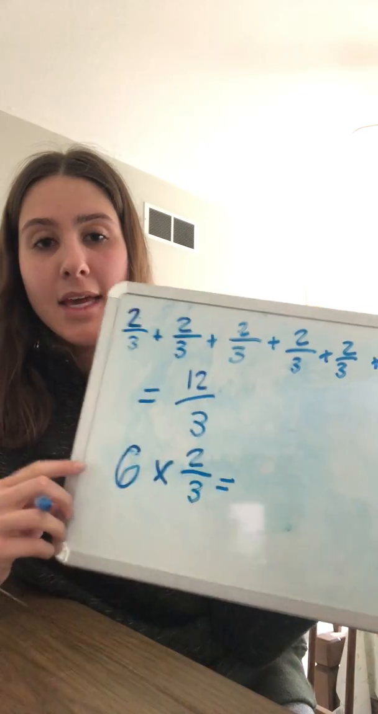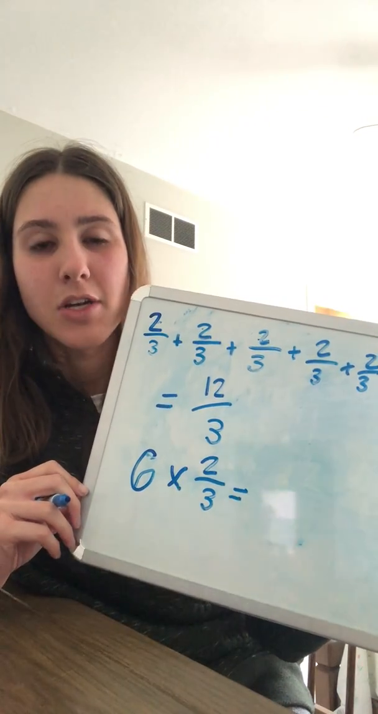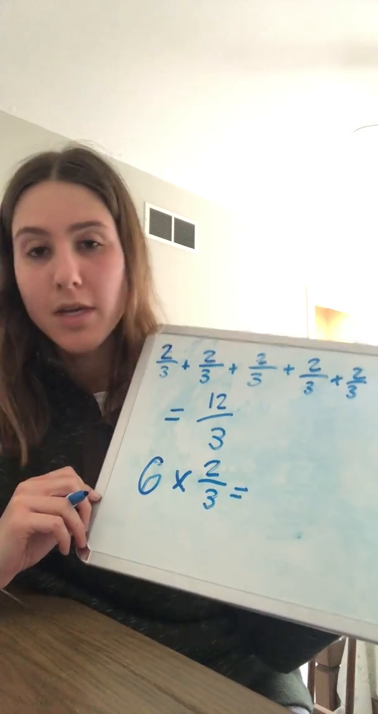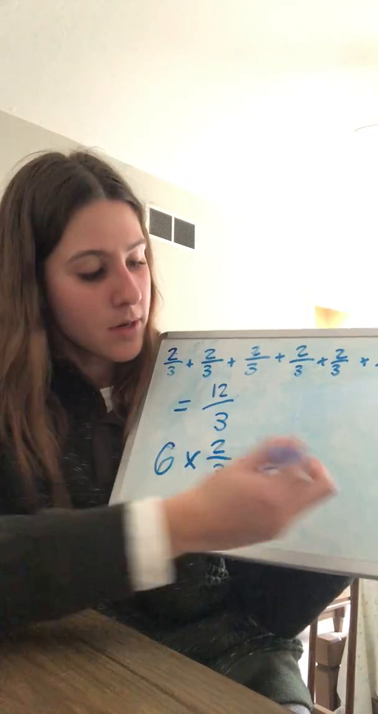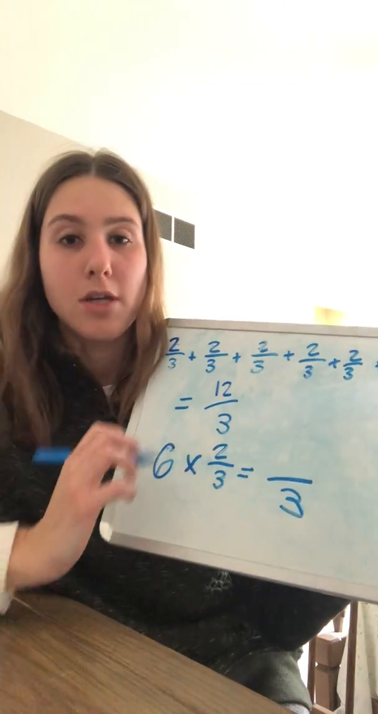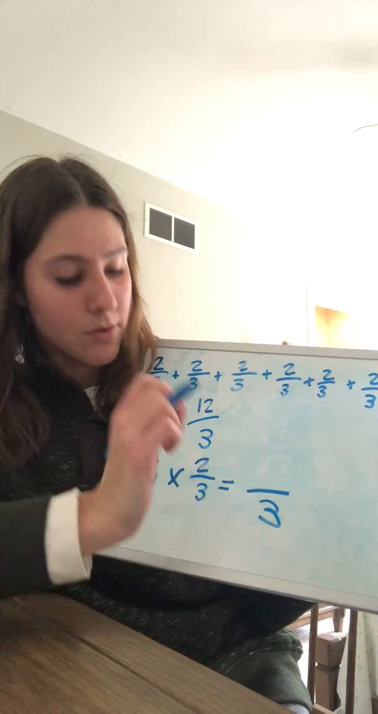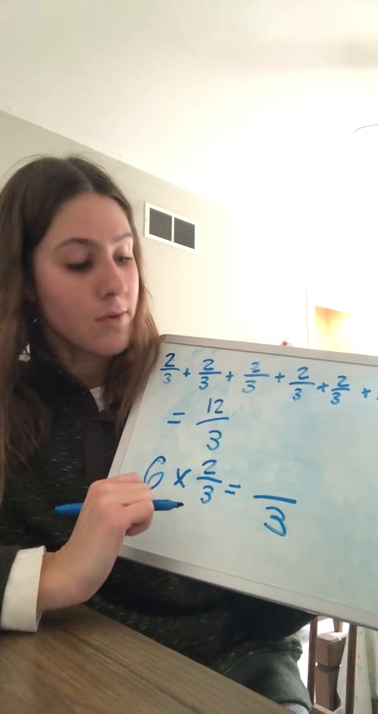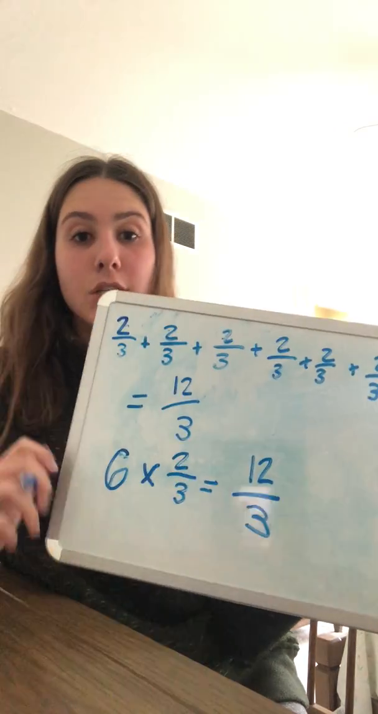This is the same thing. It's just much more condensed and it's a little bit easier to understand. It doesn't seem quite as overwhelming. So just like before, we're going to keep our denominator the same. We're going to keep our 3 in our denominator, and we're going to do 6 times 2 to get our numerator. Now we know 6 times 2 is 12. So we got the same answer, okay?